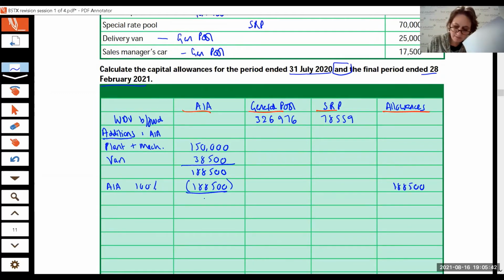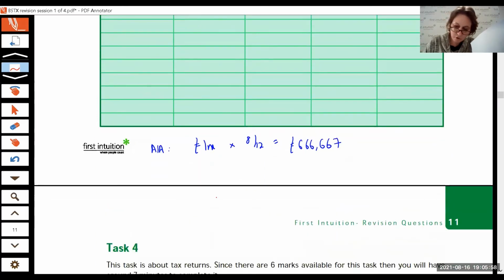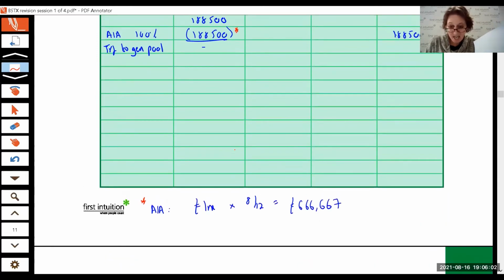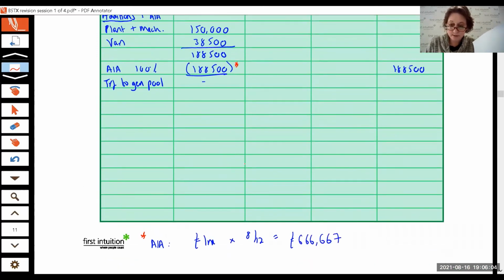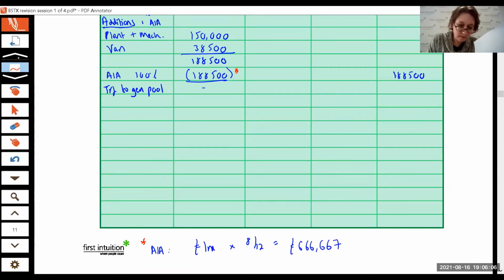So then there's nothing left to carry forward in that section. There's nothing to carry forward, we don't carry it forward, we transfer it to the general pool. So any balance that was left over, remember it's restricted to, asterisk there, restricted to 666,667. I'm nowhere near that, so I can claim the whole amount. Anything that was left over would be transferred to the general pool, but there's nothing.